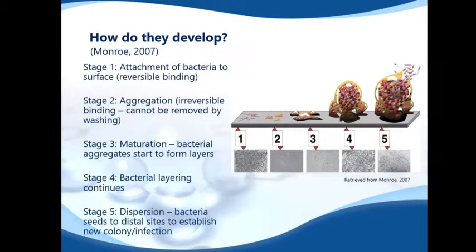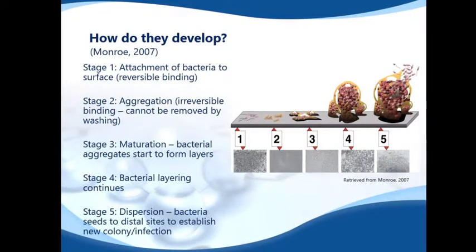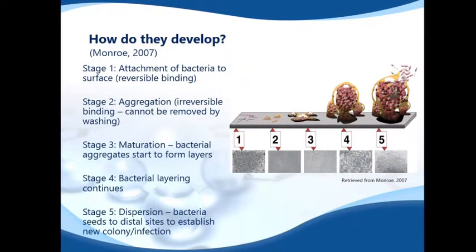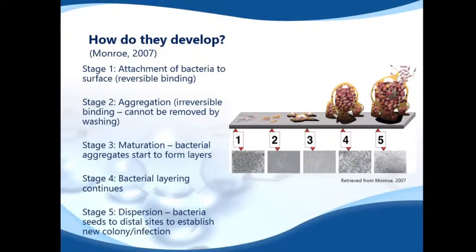Stage 3 is the maturation stage whereby the bacteria aggregate starts to form layers. Bacterial layering continues in stage 4. Finally, in the last stage, after forming a biofilm, the bacteria disperses to distal sites to establish new colony or infection.